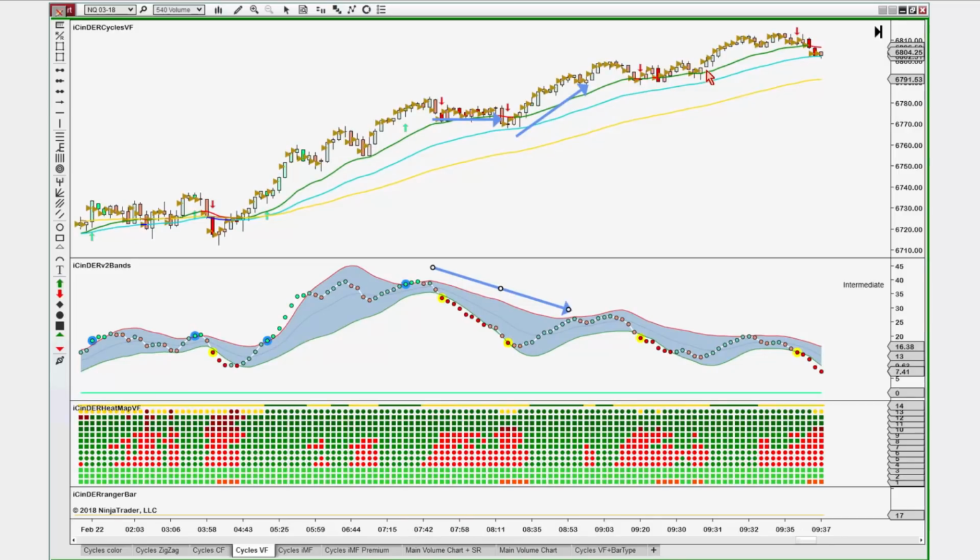Right now, it's actually attempting to turn down. What has taken place? Number 1, the intermediate cycle line has been touched. At this point, whenever it touches that, you really should be considering your stops.